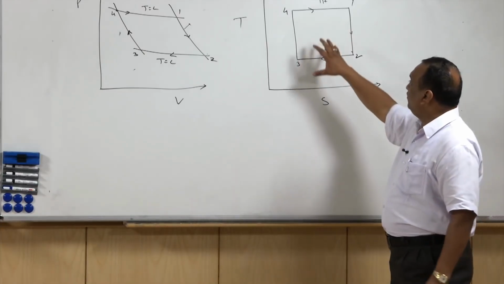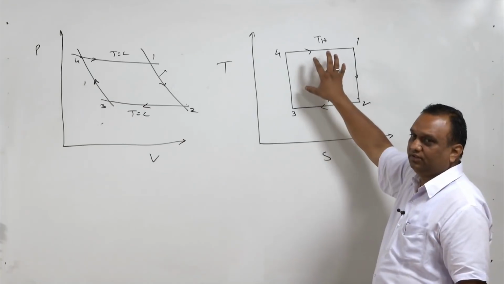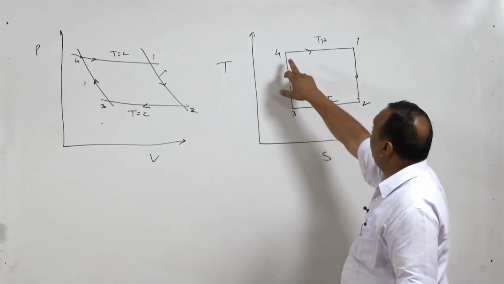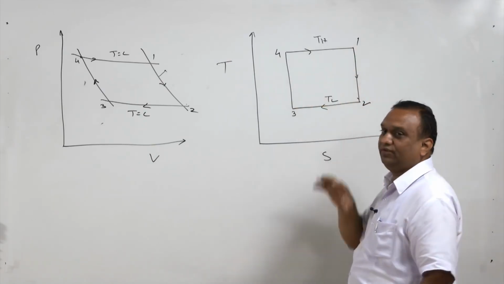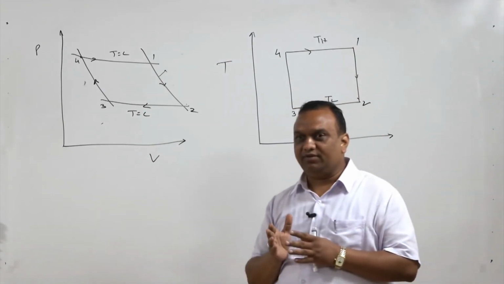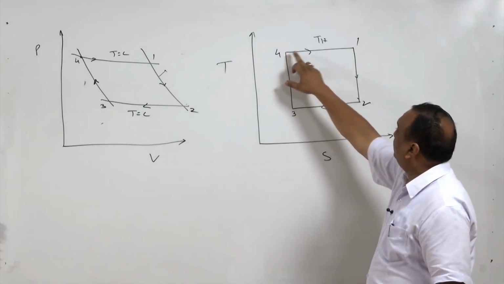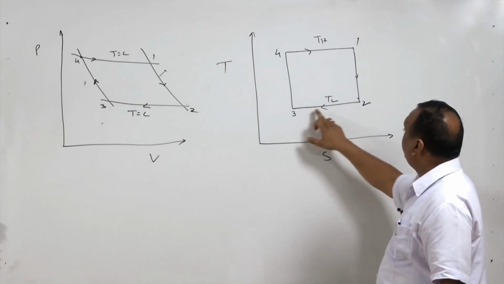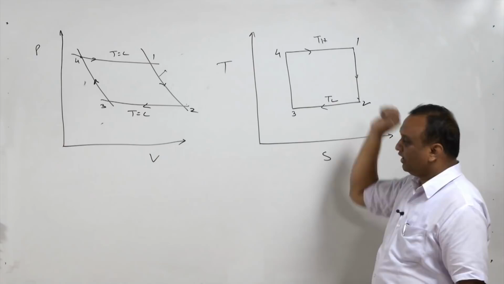Now, we can go very close to this Carnot cycle if we use a fluid where in process 4 to 1 phase change takes place, because when the phase change takes place during heat addition, the temperature remains constant. So, if we ensure that phase change takes place in processes 4 to 1 and 2 to 3, then we can come very close to the Carnot cycle.